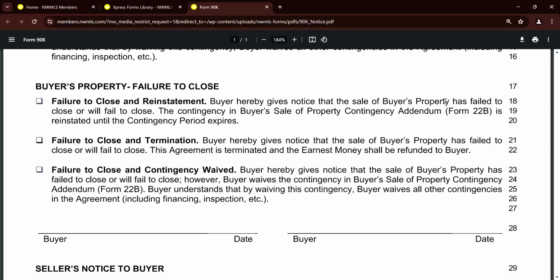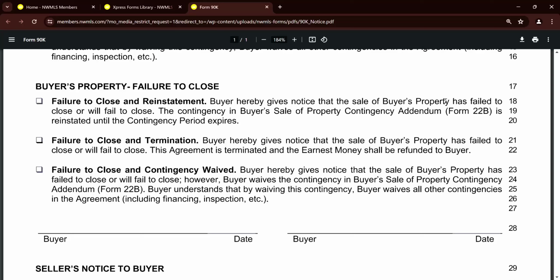Failure to close and termination. Buyer hereby gives notice that the sale of buyer's property has failed to close or will fail to close. This agreement is terminated and earnest money shall be refunded to the buyer. Yep. So this is where you're over your 45 days, past that date, and you have no more time left. That's basically proper to give notice to terminate. So you would actually use this 90K, marking that box and a form 50 to get their earnest money back.